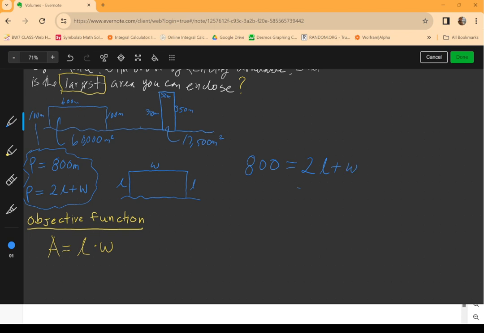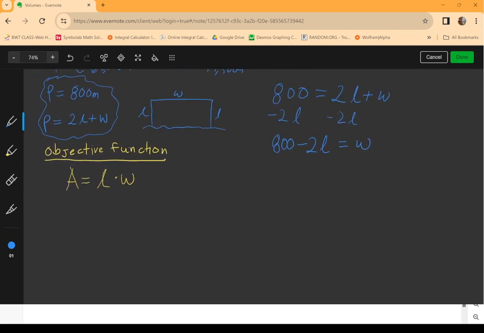Here I'll subtract 2L. These are not like terms, so we get 800 minus 2L equals W. Now I am going to substitute into my objective function. So area: L stays L, and W I'll replace with this quantity here.